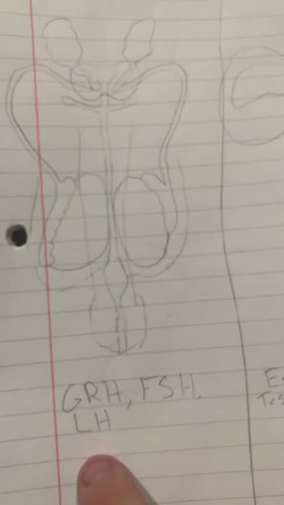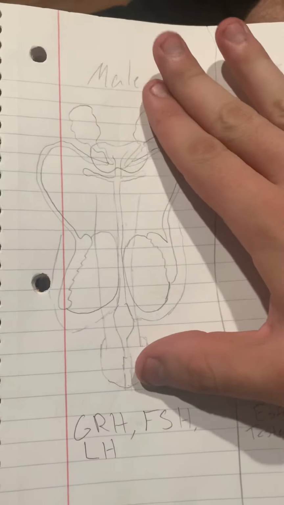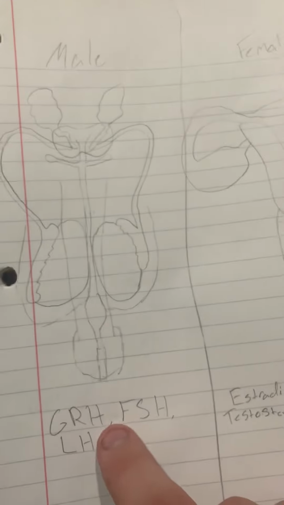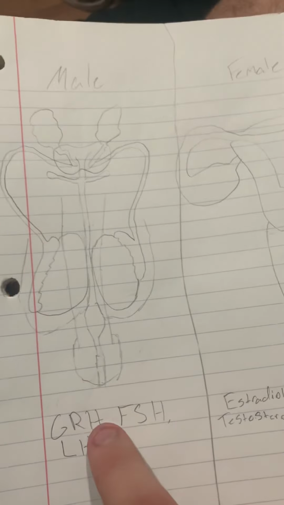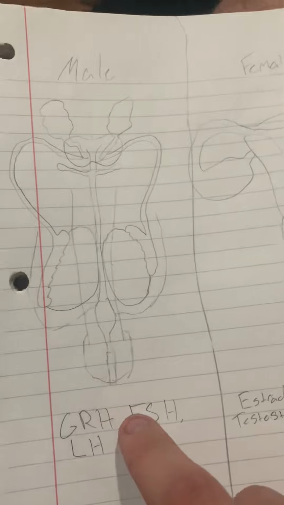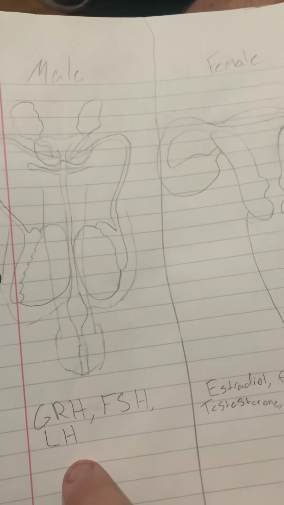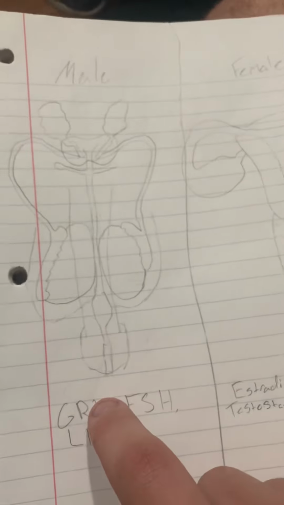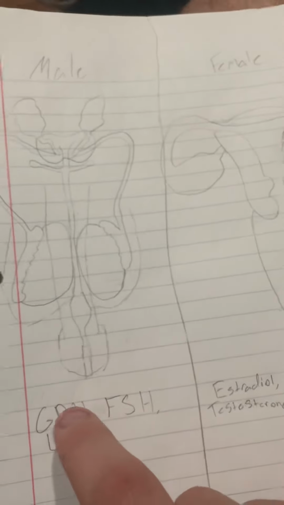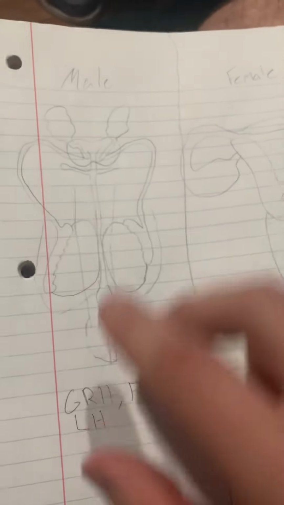So as you can see here, I added the different hormones that take effect on this male reproductive system. Our three different hormones for the male reproductive system are the gonadotropin release hormone, the follicle stimulating hormone, and the luteinizing hormone. Now, the gonadotropin release hormone causes these two hormones to be released into the system.